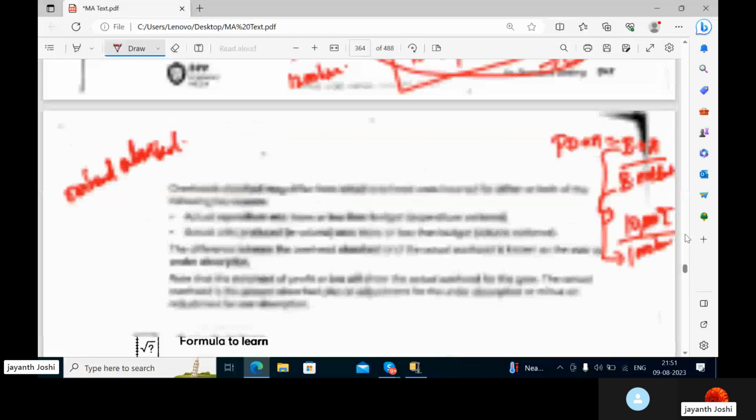Then overhead absorbed for the period. What will we do? We will multiply actual activity, 24,000, by the overhead rate. We have 1,17,000 as the actual overhead. What is your overhead absorbed, or your standard cost for actual output? It's 1,20,000. So overhead absorbed is more. How much is the over absorption? 3,000, right?